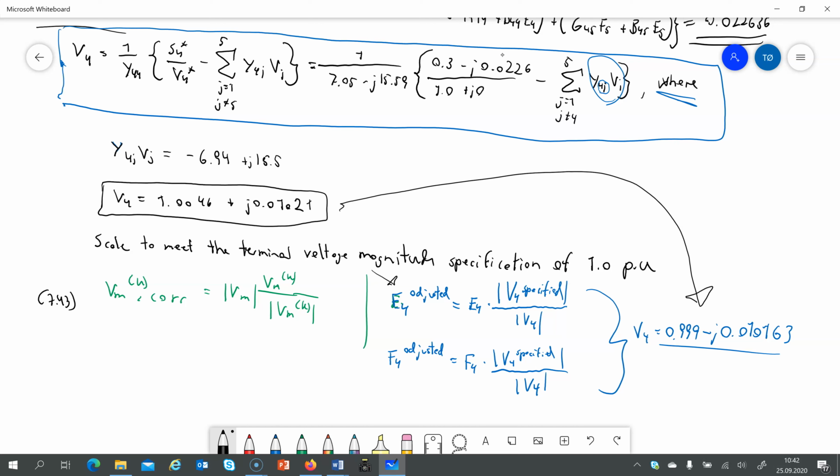So if you want to go further, to of course solve the whole system, you could now calculate the V5 voltage, and then you just repeat the whole process until some tolerance is met.